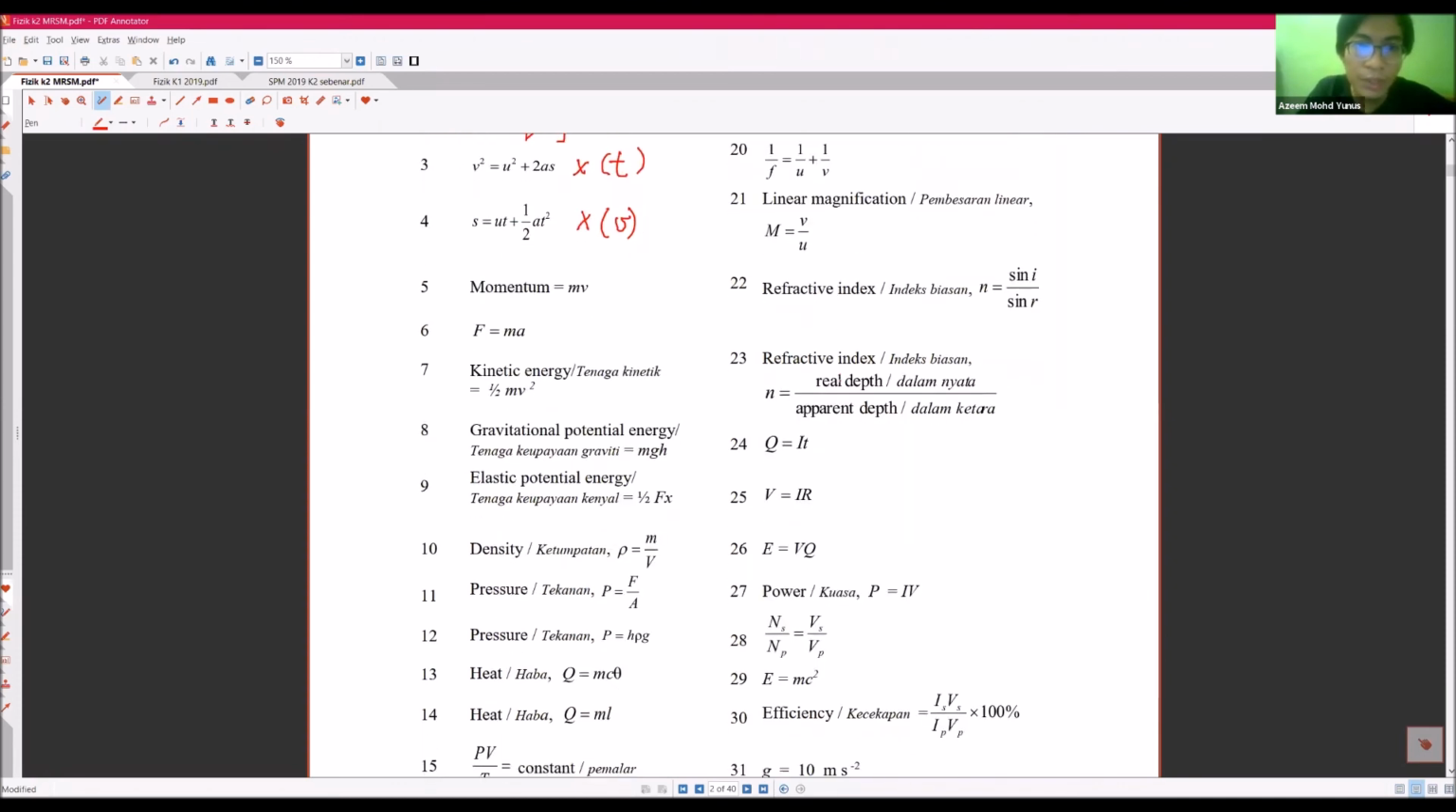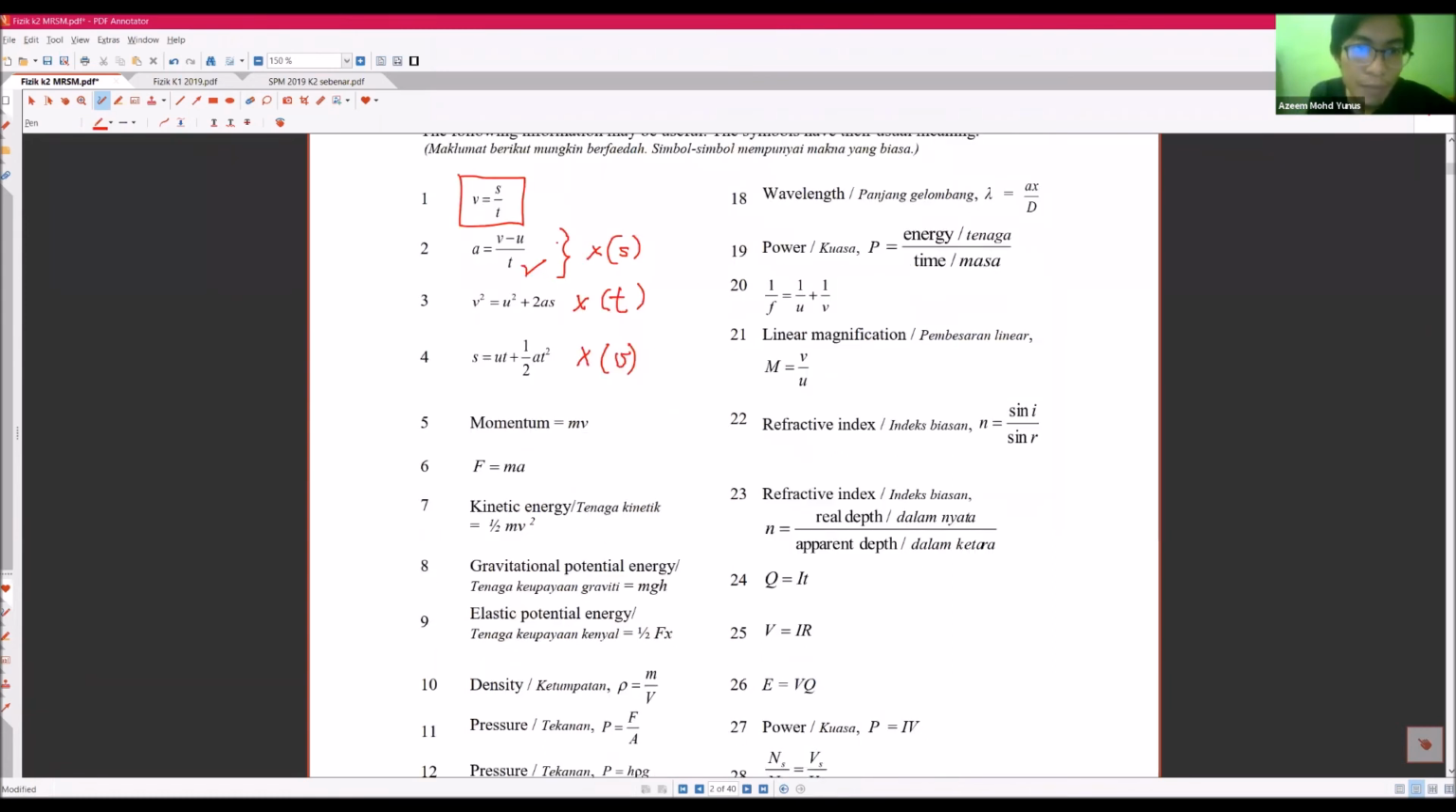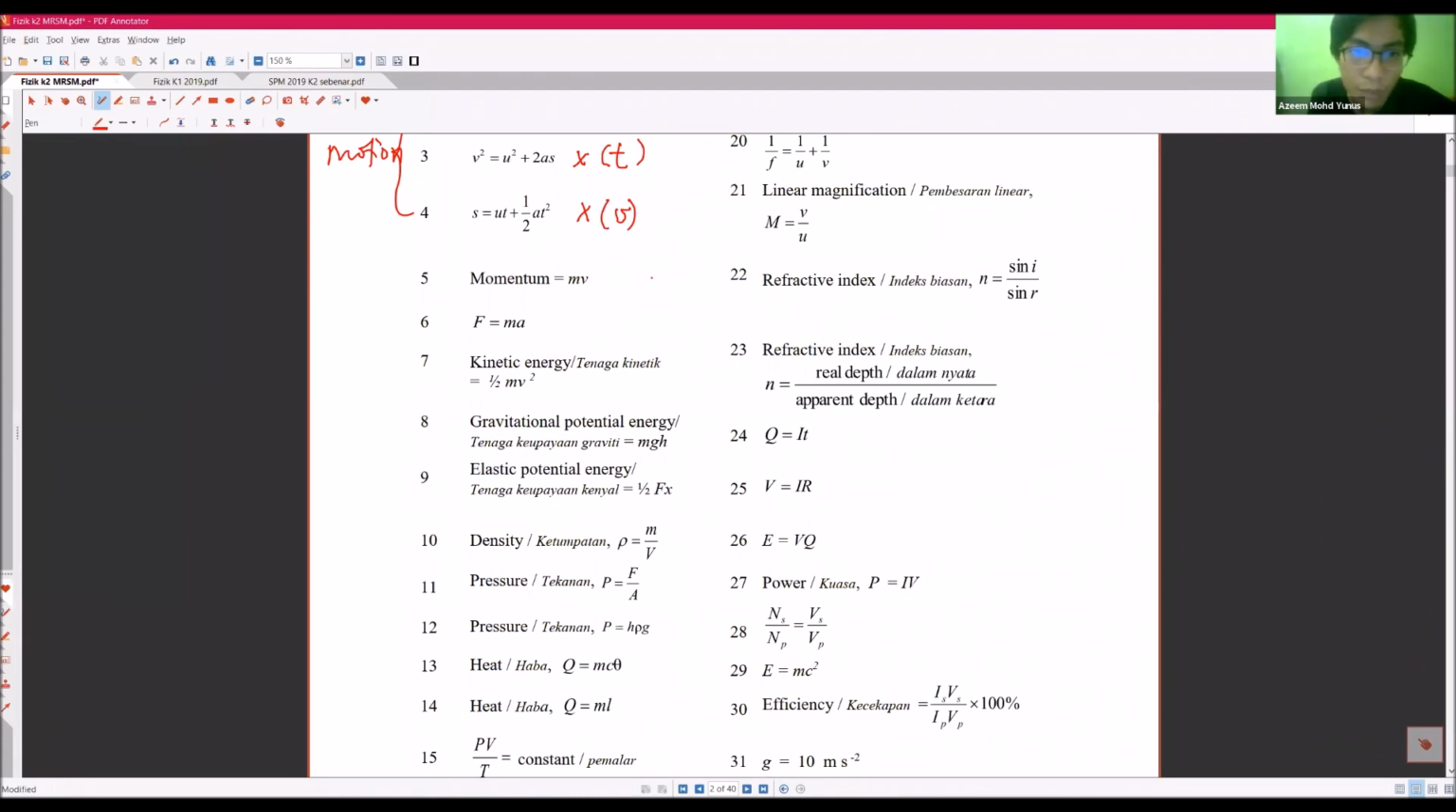Okay, let's move on to number 5. So basically, number 1 to number 4 is about linear motion. Number 5 is momentum. The symbol for momentum is actually p equal to mv for the new syllabus, the KSSM Form 4. It's given as small p equal to mv because big P is for pressure.